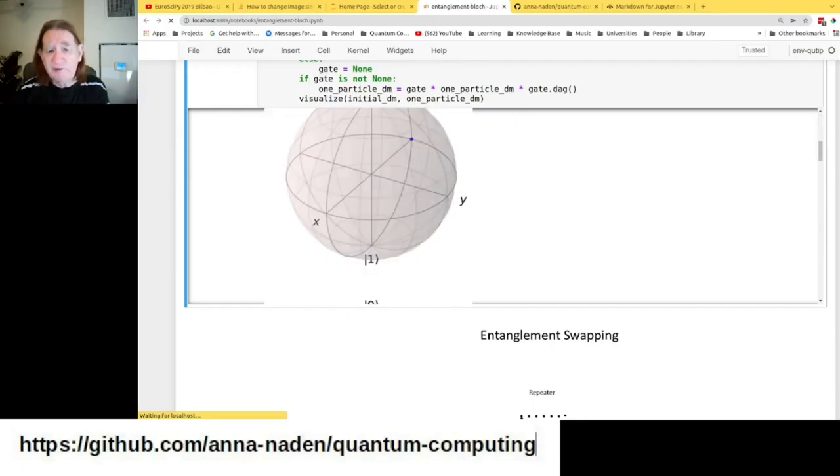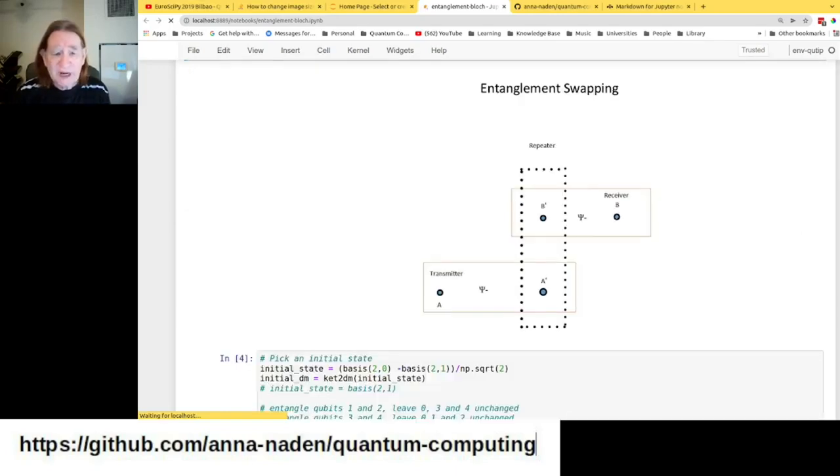If you download the notebook from my GitHub page and run it, you will be able to scroll through the four outcomes. The second part of the notebook covers entanglement swapping, the key repeater technology for the quantum internet. This is an extension of the teleportation paradigm. The diagram in this cell illustrates the process. There is a transmitter, a repeater, and a receiver.